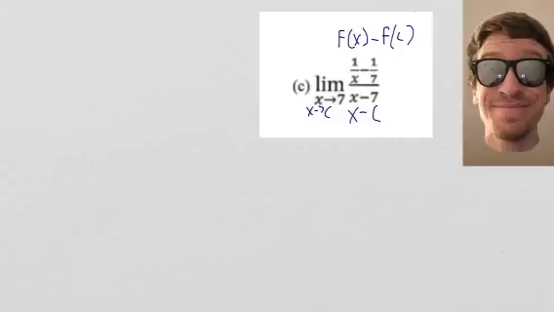So we can actually evaluate this limit by using L'Hopital's rule, and I'll talk about another way to do it really quick too. So first of all, if we recognize this is the derivative of 1 over x, then we can just say that we're looking for f prime 7. Okay?